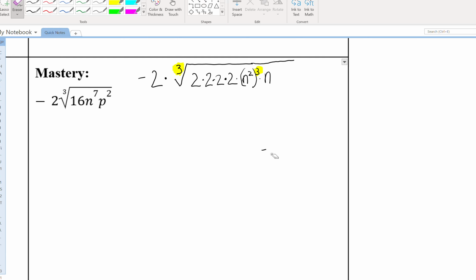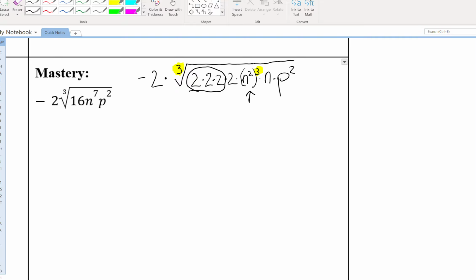So then p squared is just p times p, but I don't have 3 of them. So those p's are also just going to stay inside. So this is what's going to happen. We're going to take out these 3 2's, those 2 n's, and then everything else is going to stay inside.